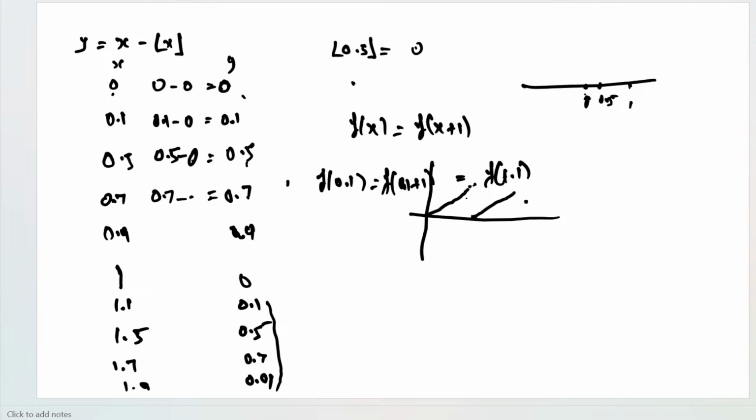Even if you do 2.1, you'll still get 0.1 only, right? Yes, if x is 2.1, you'll still get 0.1. If x is 3.1, you'll still get 0.1 only, right? Yes, sir. Okay. Now let us verify this with some negative numbers also.